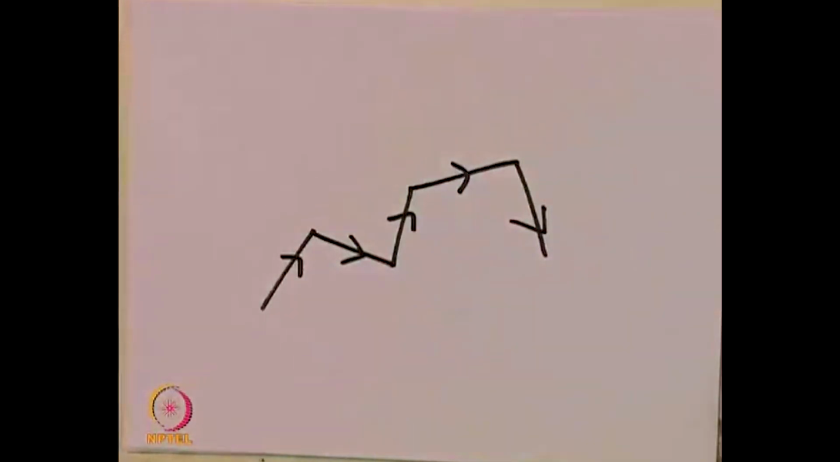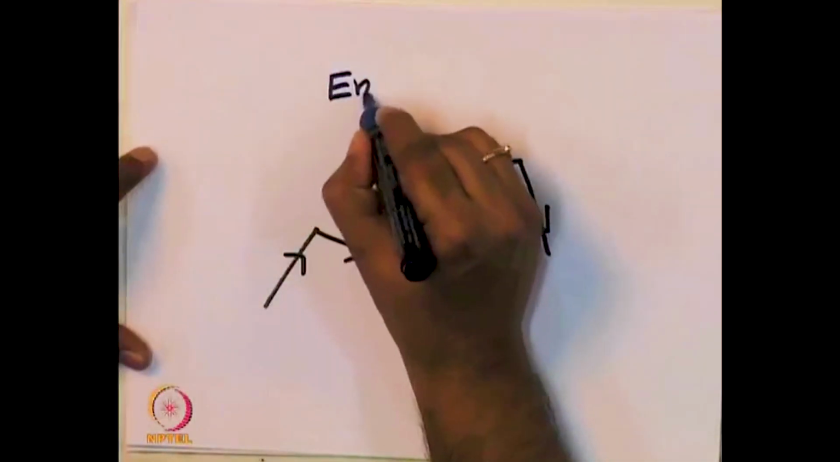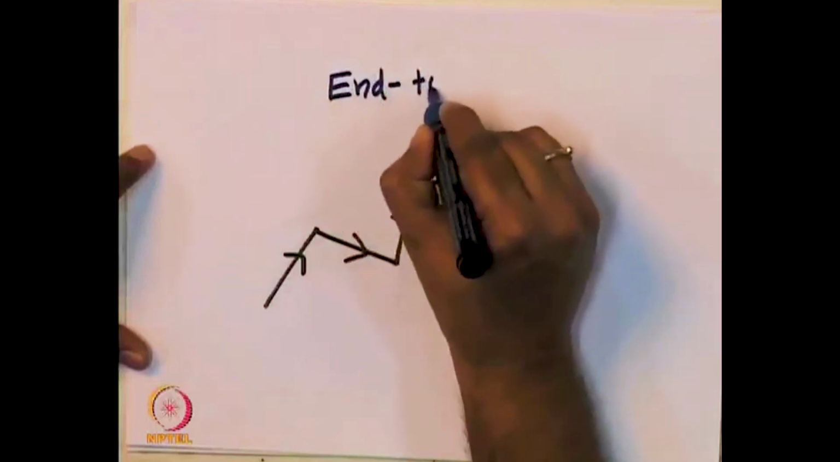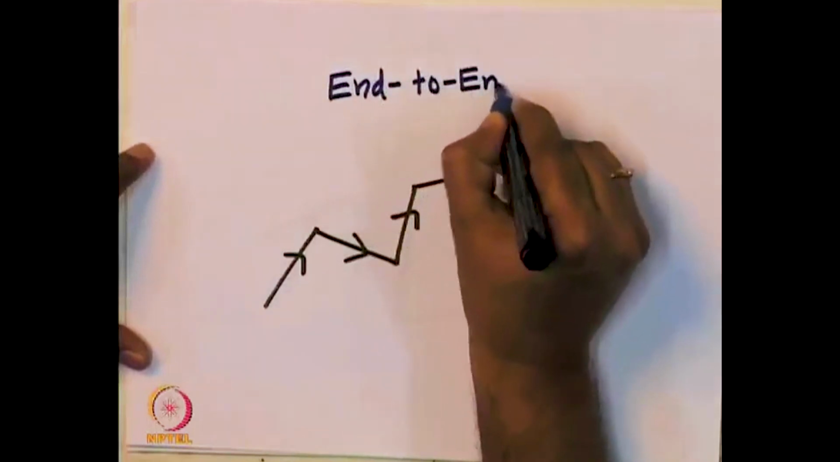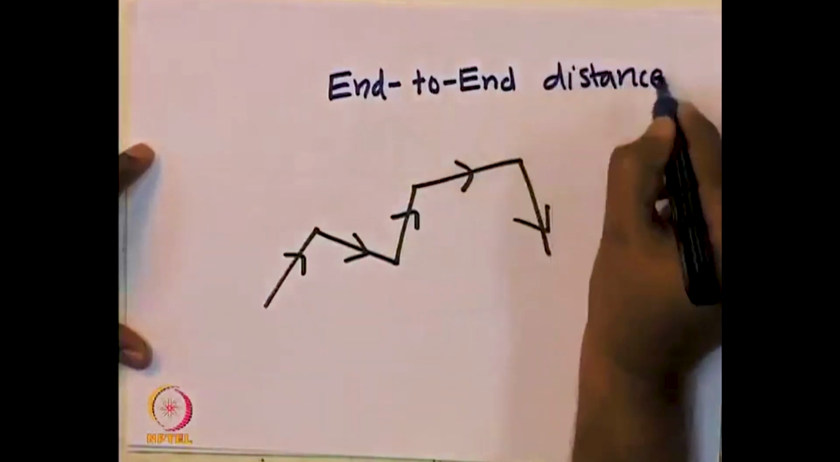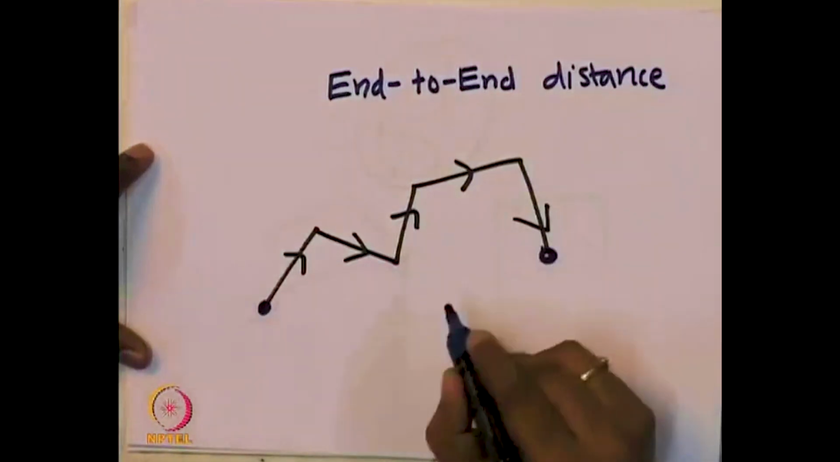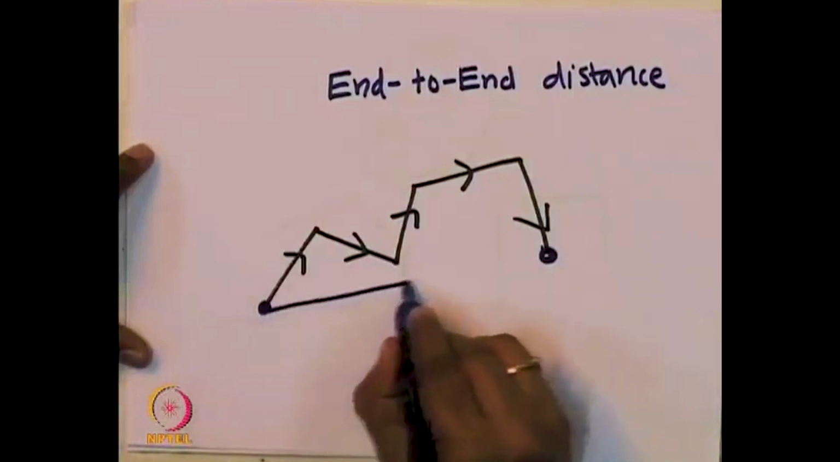Now, how do we define the size of this protein? There is a quantity called the end-to-end distance, or vector. This is one end and this is the other end. You can define a vector which connects these two.